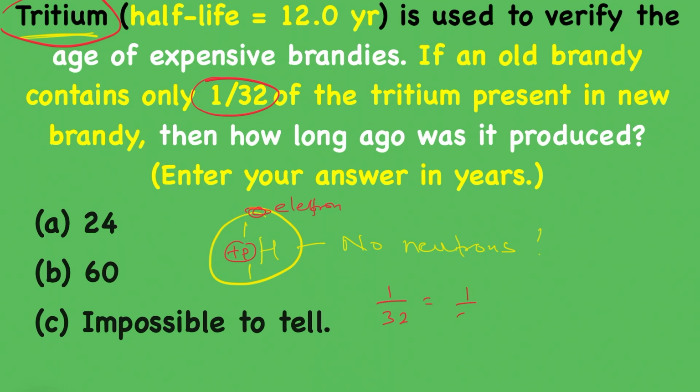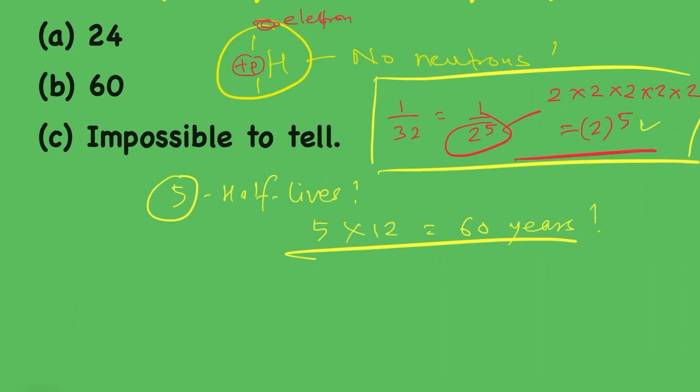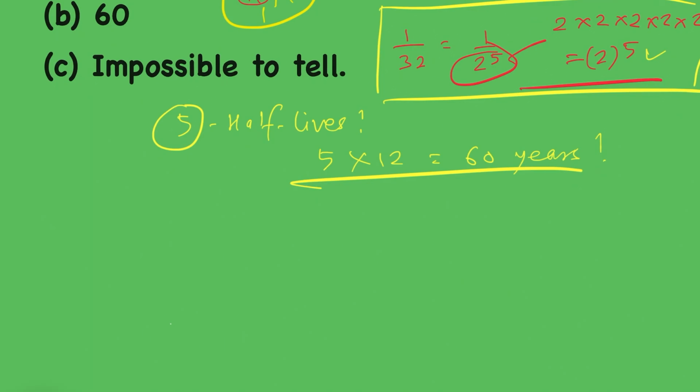First thing first, 32 we can write as 2 to the power 5. Is this correct? This means 5 half-lives. Thus, the brandy was produced about 12 times 5, or 60 years ago. Bingo! Option B is the correct answer.